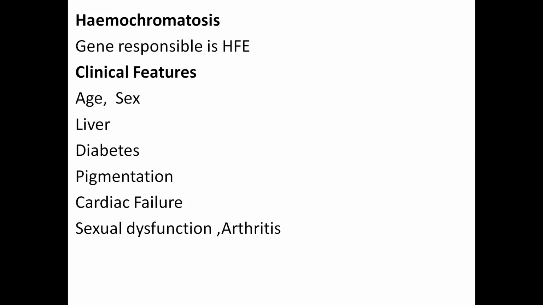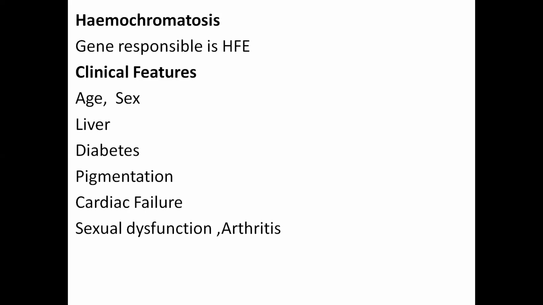When iron is deposited in the heart, the patient will develop cardiac failure. On examination, you will find massive cardiomegaly. It resembles idiopathic cardiomyopathy. There is massive enlargement and the patient will usually present with features of cardiac failure as well as arrhythmia.